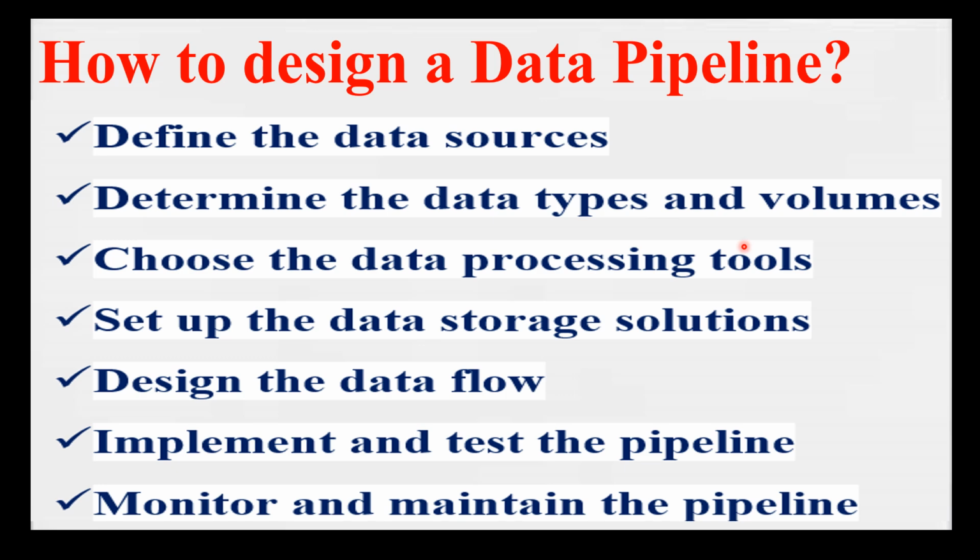And finally, we implement and test the pipeline, where we set up the pipeline using the chosen tools, test the pipeline using sample data, and verify that it is functioning as expected. For example, here we can use Apache NiFi to extract the data from a social media API, validate the data, and load it to the Snowflake data warehouse. And finally, we monitor and maintain the pipeline, where we regularly monitor the pipeline to ensure that it continues to function as intended and troubleshoot any issues that arise. For example, we can set up an alerting mechanism to notify us if a data error occurs, or schedule regular maintenance tasks to optimize the pipeline performance.